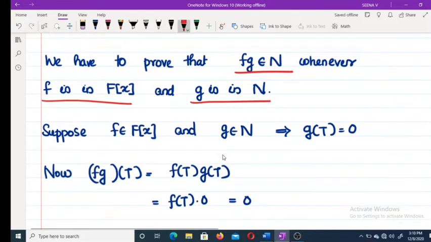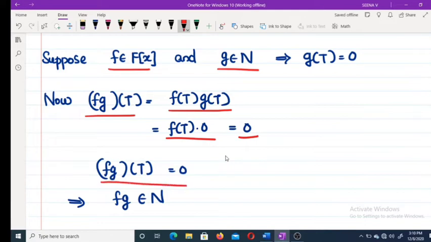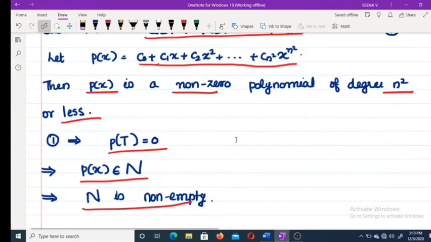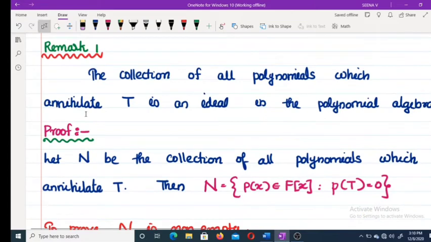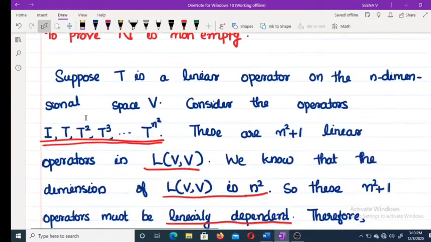So suppose f belongs to F[x] and g belongs to N. g belongs to N means g(T) equals 0 by the definition of N. So what is (fg)(T)? By definition, this is f(T) times g(T). But g(T) is equal to 0. Therefore, f(T) times 0 is equal to 0. Therefore, (fg)(T) equals 0. This implies fg belongs to N. Therefore, the collection of all polynomials which annihilate T is an ideal in F[x].